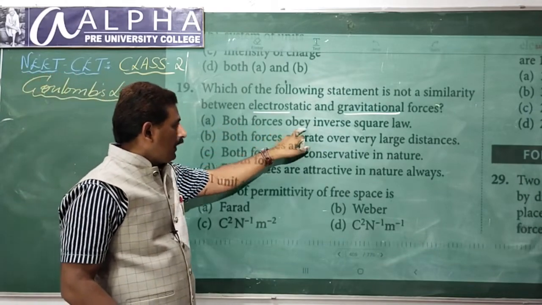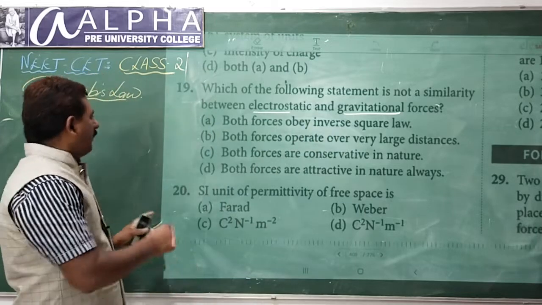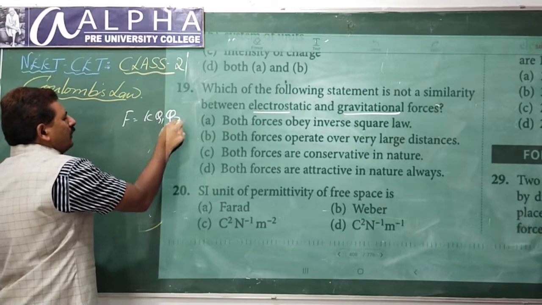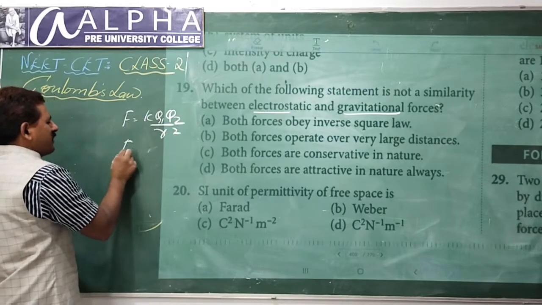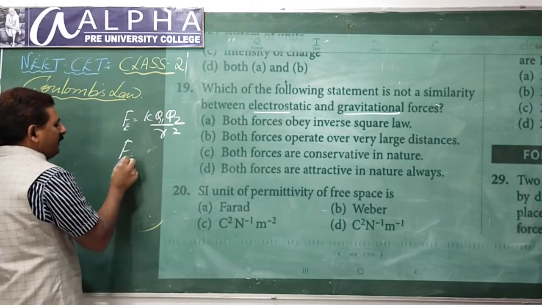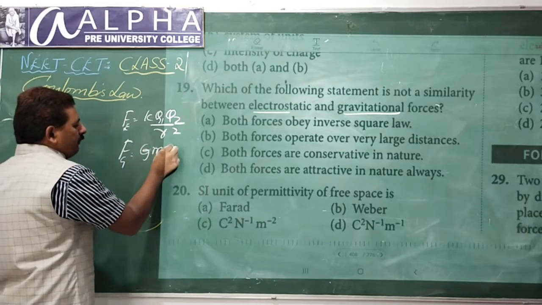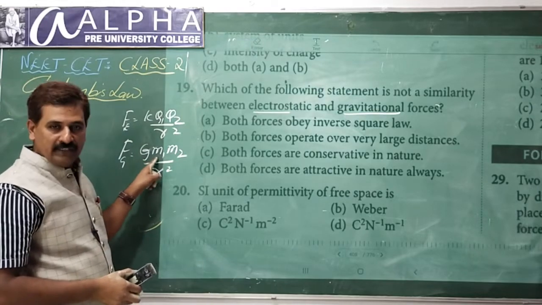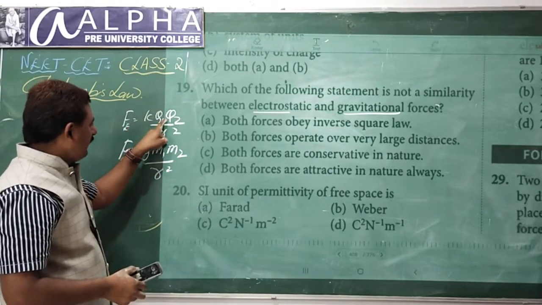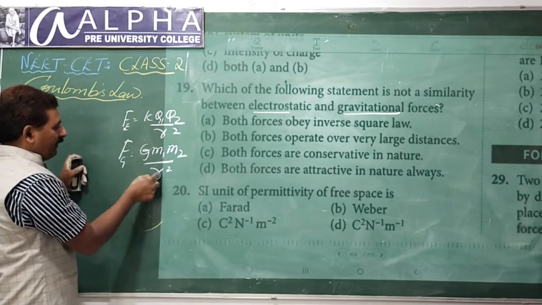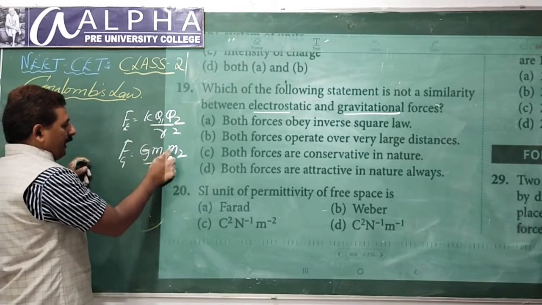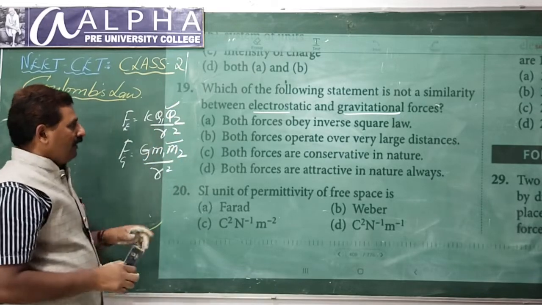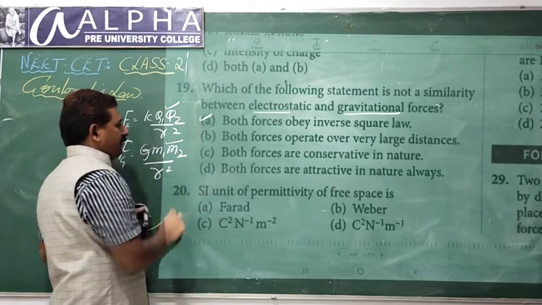Both forces obey inverse square law. Yes, because the electrical force you wrote as K Q1 Q2 divided by R square. What is gravitational force? Let me write Fe, Fg. That is G M1 M2 divided by R square. You wrote this last year, called Newton's law of gravity. This is Coulomb's law of electrostatic force. Both obey inverse square law. Both depend on the magnitudes, these magnitudes of charges, these magnitudes of mass. So option A is correct.